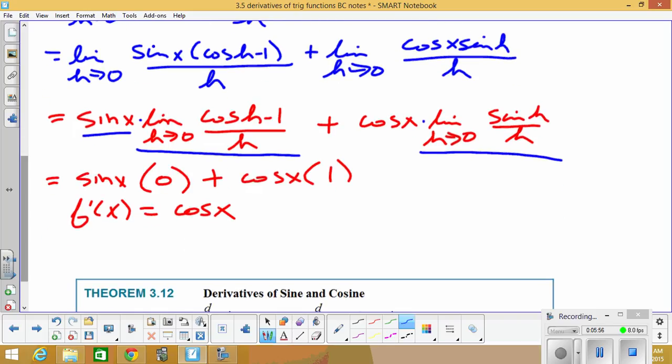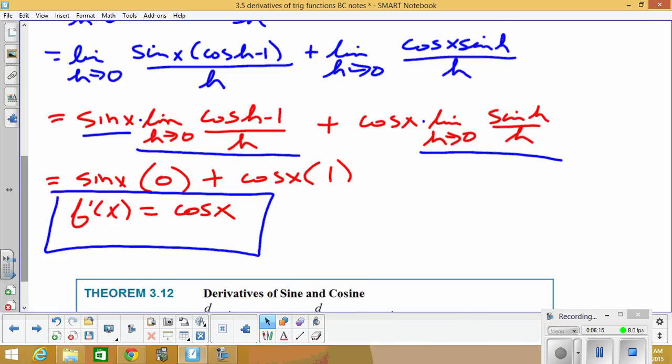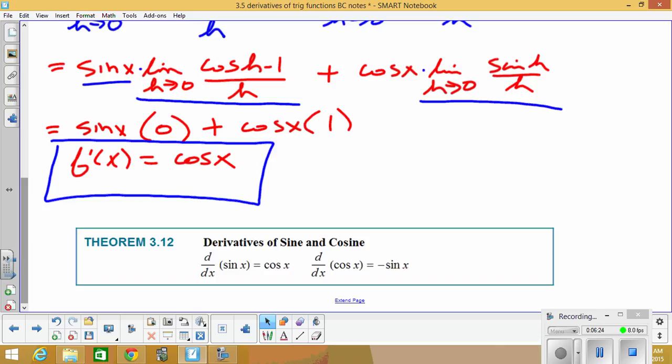So then I have sine x, and I'm going to substitute in my limits. So sine x times 0 plus cosine x times 1. And sine x times 0 is 0. So my final answer is that the derivative, f prime, is cosine x. This proves that given the function f of x equals sine x, its derivative is cosine x. And that's what we have for theorem 3.12, derivatives of sine and cosine x. Cosine x can be proved by the same process, that the derivative of cosine x equals negative sine x.